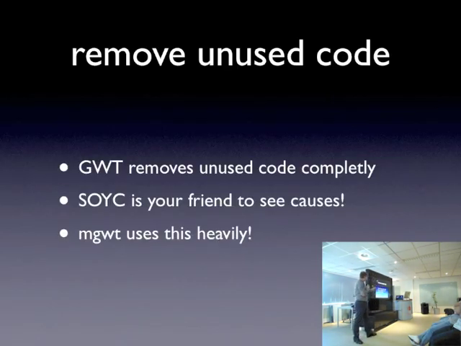All unused code just gets removed. If you want to see what really ends up in your app, the Story of Your Compile, which is just a GWT feature, you can ask the compiler to tell you how big each Java class is in your app. You can see, okay, the slider class is 8K in your app. So if you want to reduce the size of your app, this is the way to go. We take a look at the Story of Your Compile with every commit.